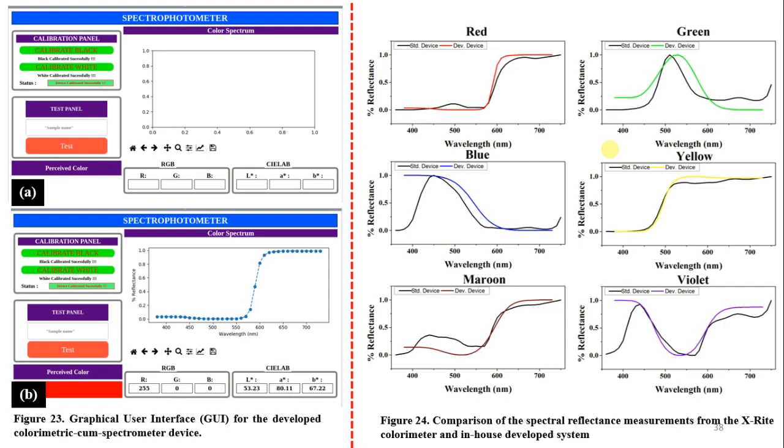So for the spectral analysis result, if you see what we got from our device and the standard device, they are pretty similar. And this is how you get a spectrum in the spectrometer.